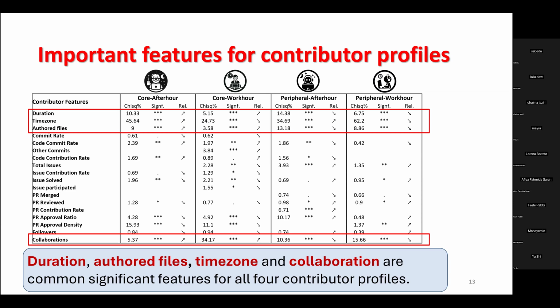And as a result, we find that duration, the number of authored files, time zone, and the number of collaborations are the common important features for all profiles, with duration, authored files, and collaborations mainly differentiating core and peripheral profiles, and time zone differentiating work and after-hour profiles, indicating the impact of geographical location on the contributors' working habit.